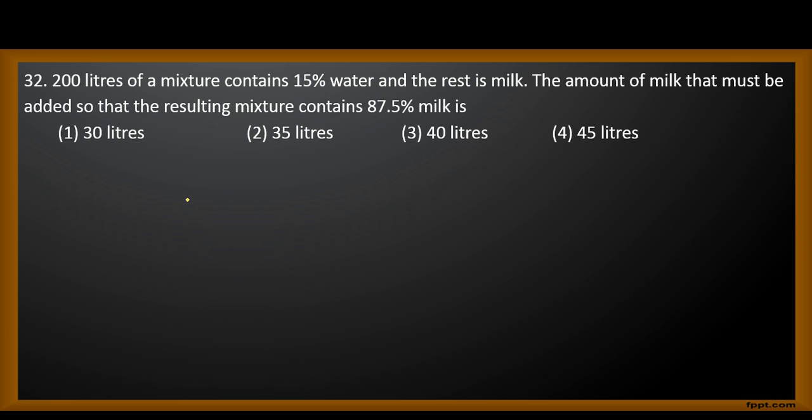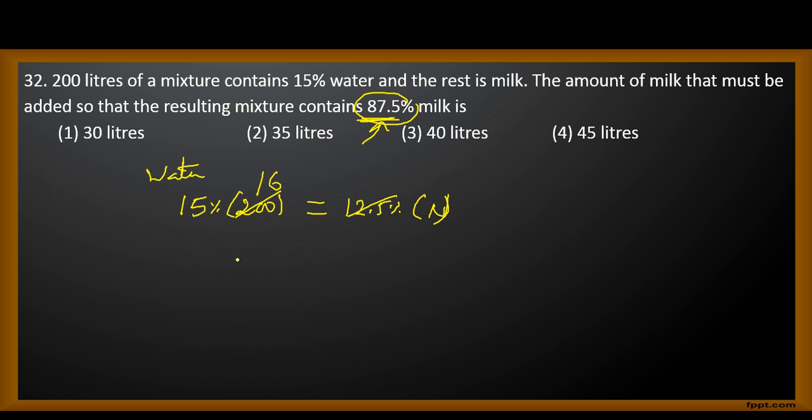So in the first mixture, what is the water percentage? 15% of 200 liters must be equivalent to, in the second solution, the new solution, what is the milk percentage? 87.5. The remaining is 12.5% of the new solution. So we are equating the quantity of water because we are adding milk here. It means the quantity of water remains the same. Even though the percentage changes, the quantity of water remains the same. 12.5 ones, 12.5 sixteens. So n is equivalent to 240. The new solution is 240. What is the initial solution? 200 liters. How much extra is added? 40 liters. Simply the answer is option 3.